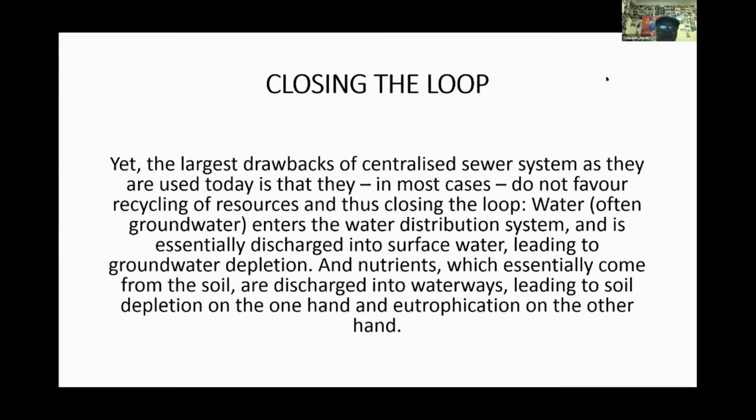So we have to close the loop. Yet the largest drawback of central sewer systems as they are used today in South Africa is that in most cases, they do not favor recycling of resources and thus closing the loop. Water, often groundwater, enters the water distribution system and is essentially discharged into surface water, leading to groundwater depletion. And nutrients, which essentially come from the soil, are discharged into waterways, leading to soil depletion on the one hand and eutrophication on the other hand.